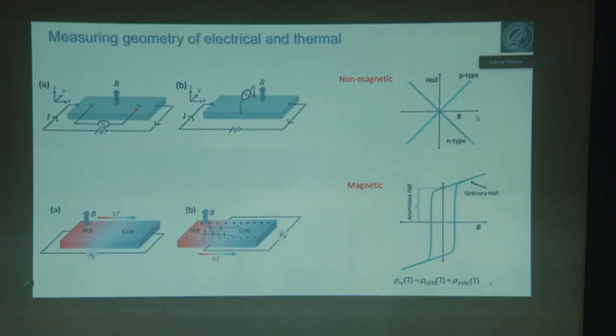Along the current we measure the longitudinal resistance, and perpendicular to the current we measure the transverse resistance, which is called the Hall effect. Similarly, instead of flowing an electrical current, we can create a thermal gradient and measure the voltage along this gradient. We call that the Seebeck effect, and perpendicular to it we call it the Nernst effect.